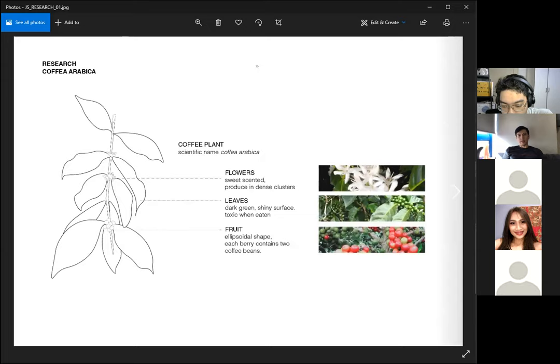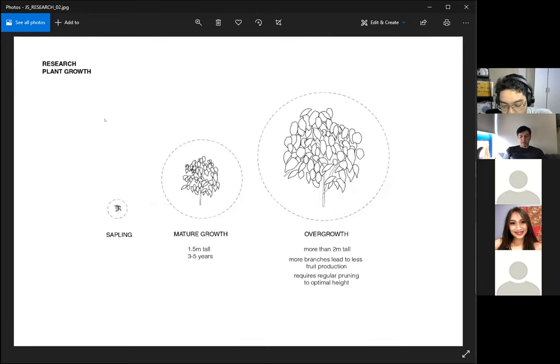Okay, so for my plant, I decided to go with the coffee plant or yung coffee arabica. Medyo wala siyang relation sa site ko, pero I decided to go with this kasi ito yung focus ko nung artistry. So I just wanted to continue with it. So okay. So the coffee plant in its mature growth is actually 1.5 meters tall. Pero since it's actually more of a bush, so it will continue growing.